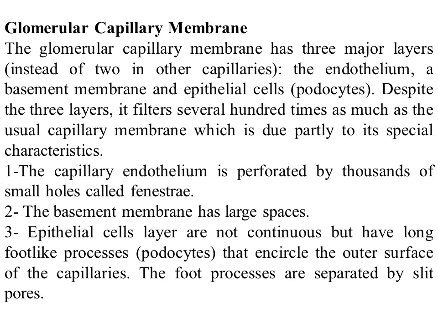Glomerular capillary membrane. What are the components or layers of the glomerular capillary membrane that allow this large amount of filtration? The glomerular capillary membrane has 3 major layers instead of 2 in other capillaries. All other capillaries have 2 layers. In the glomerulus it has 3 major layers: the endothelium, a basement membrane, and epithelial cells called podocytes.